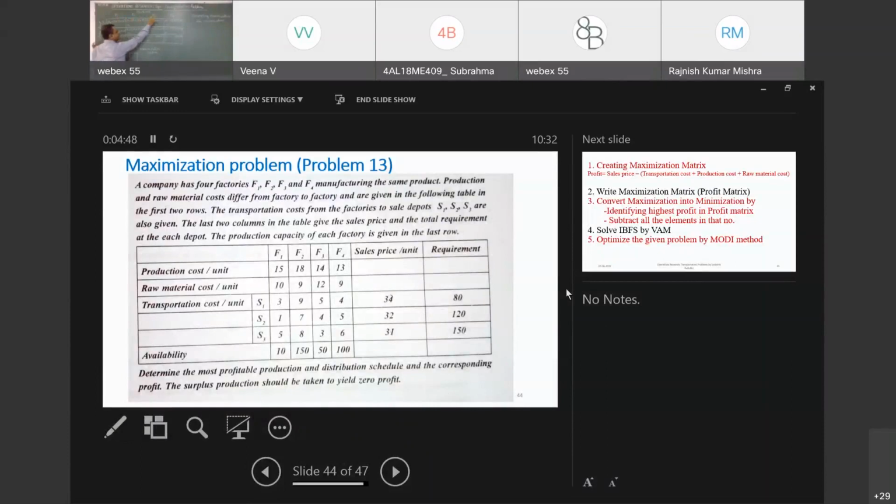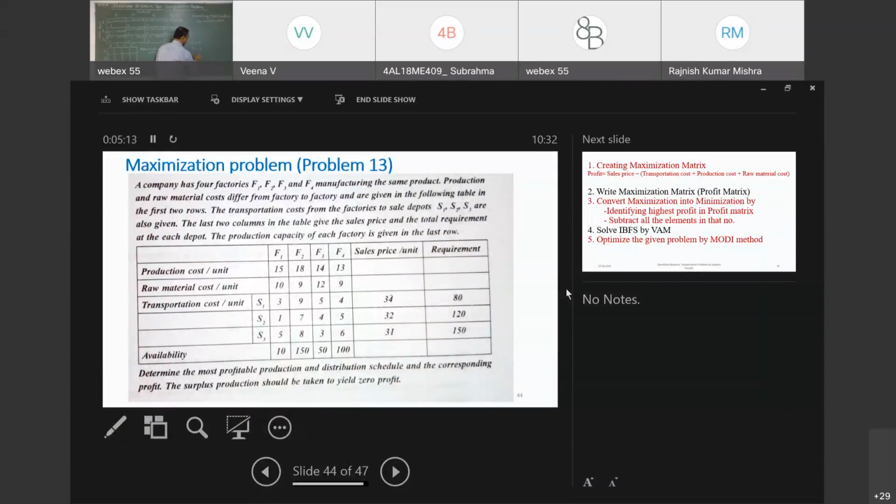Factory 1, factory 2, factory 3, and factory 4. In the problem statement, they are given the production cost for each factory. For F1, the production cost is 15. For F2, it is 18.